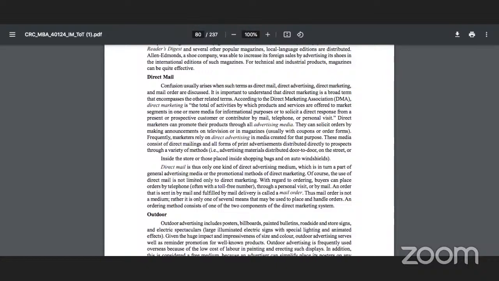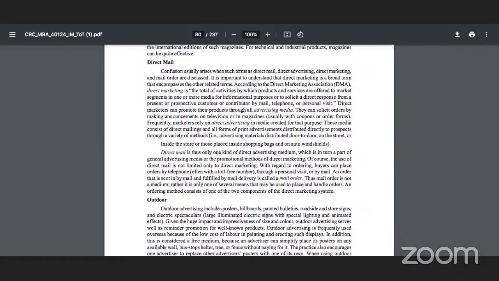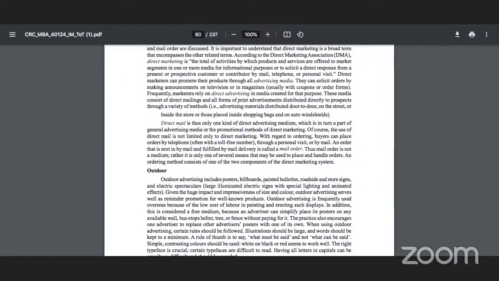Direct marketers can promote their products through all advertising media. They can solicit orders by making announcements on television or in magazines, usually with coupons or order forms. Frequently, marketers rely on direct advertising in media created for that very purpose. So these media consist of direct mailings and all forms of print advertisements distributed directly to prospects through a variety of methods. It could be distributed door to door or on the street or even inside the store or placed inside shopping bags, on auto windshields, in newspapers, etc. As a pamphlet.